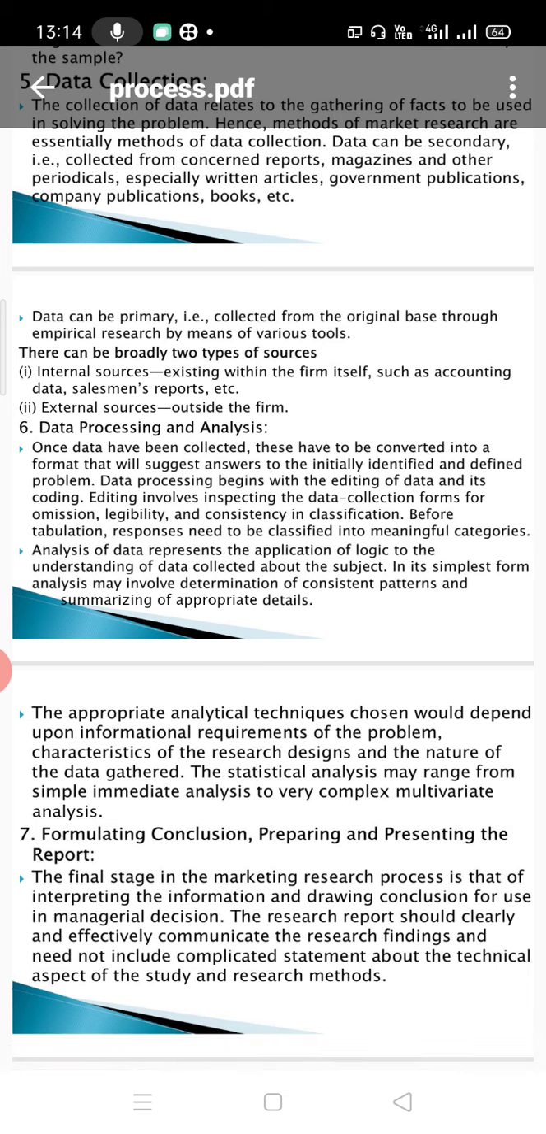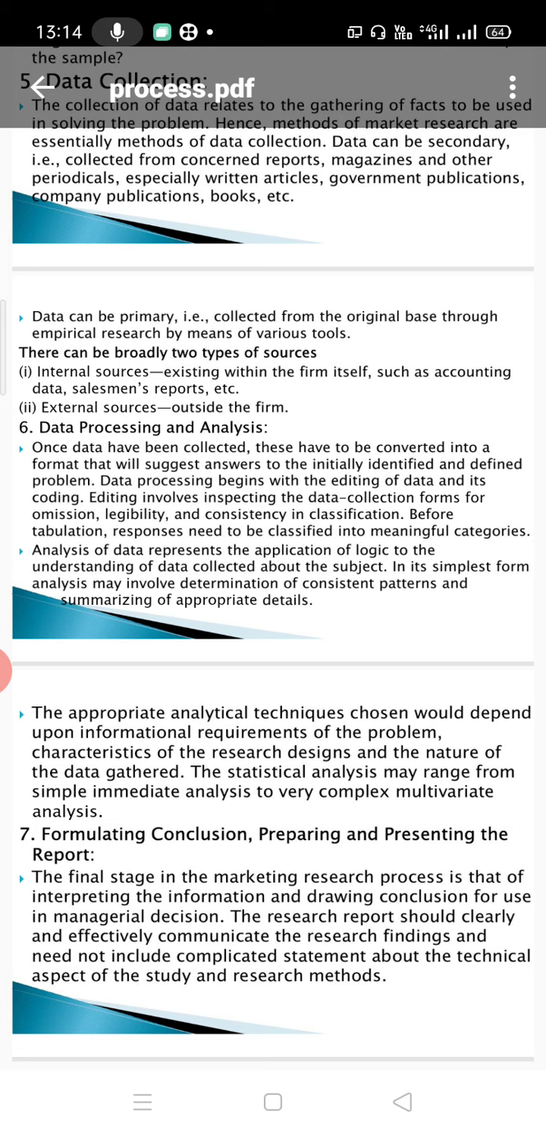Last one is formulating conclusion, preparing and presenting the report. The final stage, or we can say the last stage in the marketing research process, is that of interpreting the information and drawing the conclusion or result for use in managerial decision.